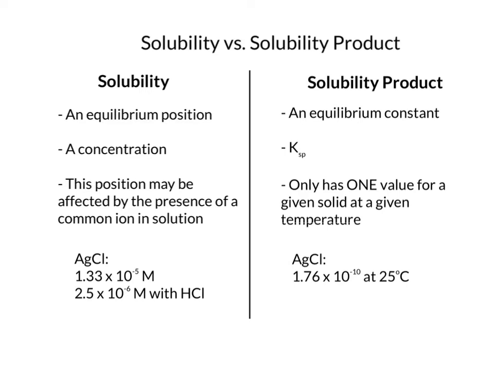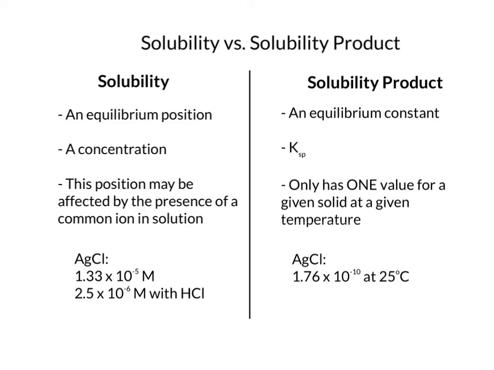So solubility is an equilibrium position. It is a concentration of maximum saturation. So this position may be affected by the presence of a common ion in solution, by the temperature, things like that. So for silver chloride, we could have a solubility of 1.33 times 10 to the negative fifth molar. Now, say it's in solution with HCl, which has a common ion, that chlorine, it might be 2.5 times 10 to the negative 6 molar.